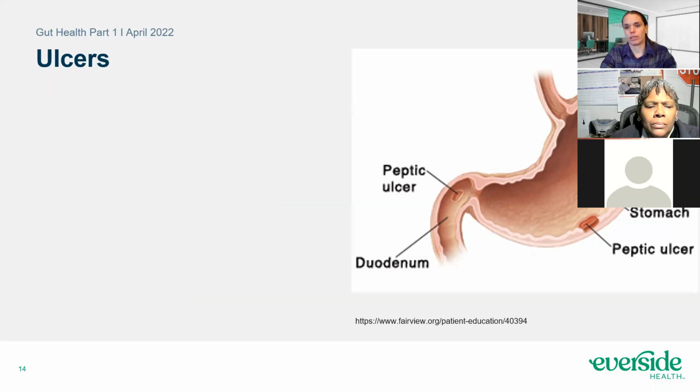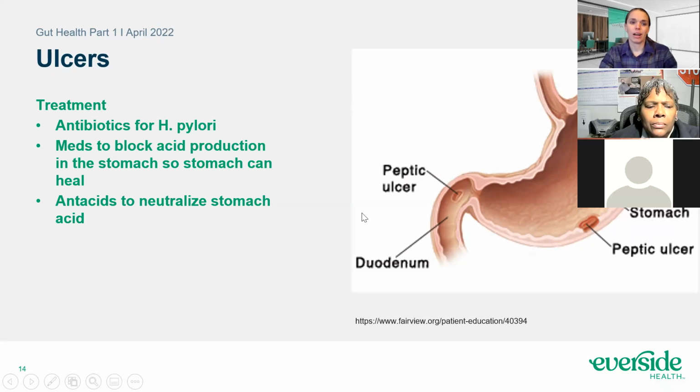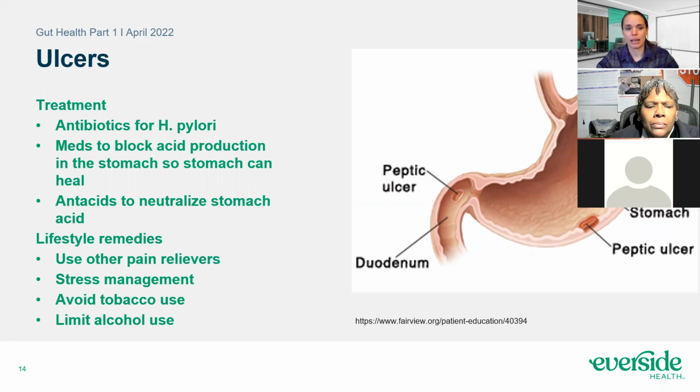H. pylori, just a tidbit of information, interferes with the mucosal lining of the small intestine, so it makes it easier for the acid to get in there and cause that nice little hole. Treatments for it are typically antibiotics, so definitely a visit to the provider to talk about it. Meds to help block the acid production so that this area can rest and heal, and antacids to neutralize the stomach acid. So again, reducing the stomach acid.